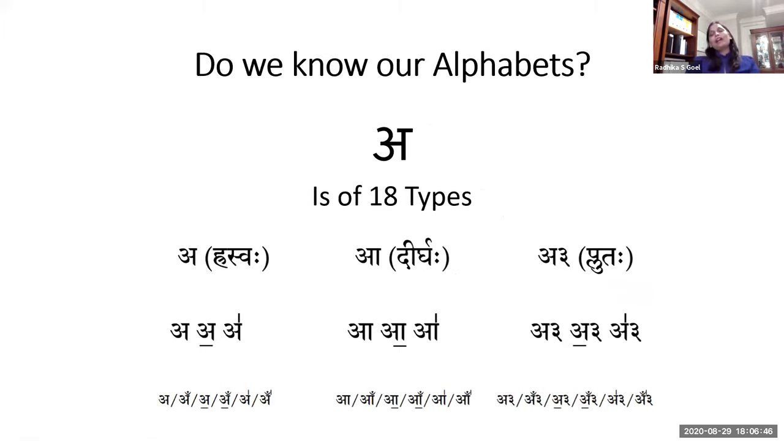And also, we think we know alphabets, right? When I started in the Vyakarana Shastra, I found out that a simple letter is not just one letter, but has 18 types. Just one alphabet can be represented or written in 18 forms. For example, you have Hrasva, Dirgha, and Plutha, based on the duration of how long you say it, one, two, and three matra kalas. And then there are also anudatta, udatta, and swarita. So in Vedic chanting, the pronunciation becomes very important.